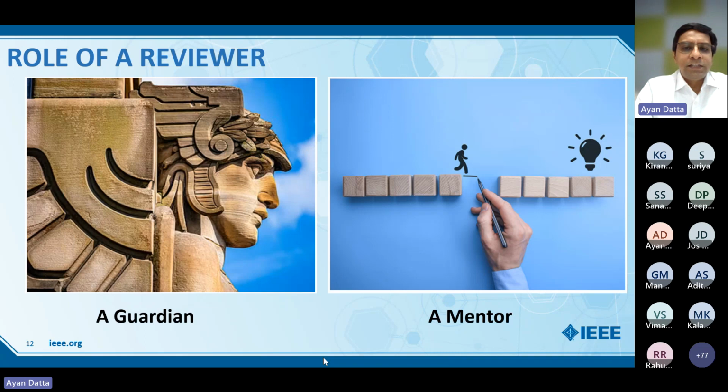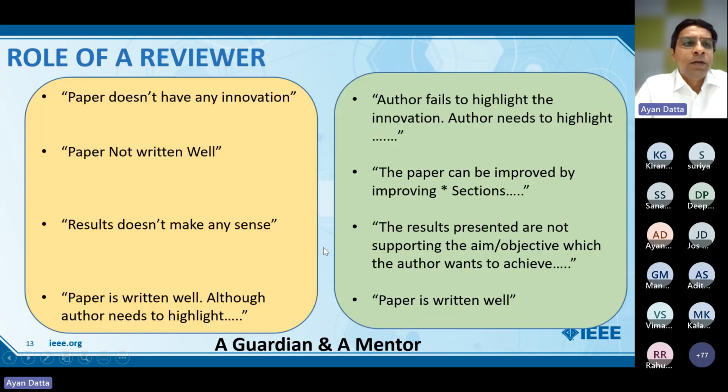Right. So let's look at what striking the right balance means. I'll take some examples which we might have come across while submitting a paper. We might have seen some of these reviewer comments. On the left hand side, I've highlighted how a reviewer being only a guardian would have commented. Again, these are hypothetical cases. In some cases, you might have seen review comments similar to this, but not taken from any actual reviews. Let's take a hypothetical case: the paper doesn't have any innovation. This is a one-liner given by the reviewer, for example, and he is rejecting the paper.